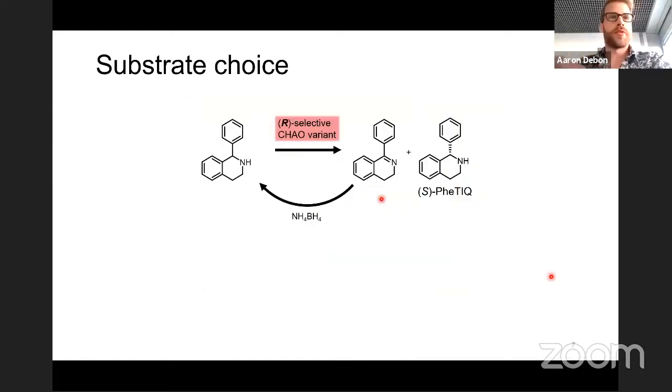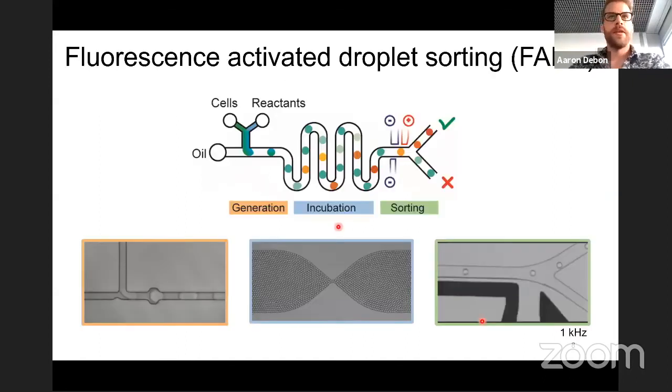We chose a substrate, which was the 1-phenyl tetrahydroisoquinoline. And what we wanted is an R-selective CHAO variant, which was not described in literature before. Actually, no activity towards this compound was described in literature before, even though it has been tested. And through having an R-selective variant, we could make the S enantiomer of the tetrahydroisoquinoline here, which would be a building block of solifenacin, which I showed you in the first slide.